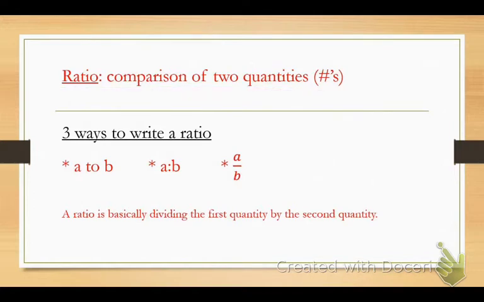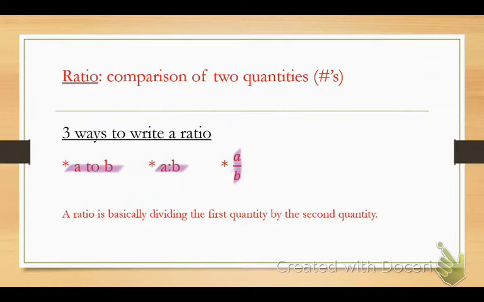A ratio is a comparison of two quantities. There are three ways to write a ratio. You can write a ratio with the word to, A to B, A colon B, and A over B. You can write it as a fraction, okay? Any of those ways would be acceptable. However, you'll find that when we're working through the lesson, you're probably going to gravitate towards fractions, okay?